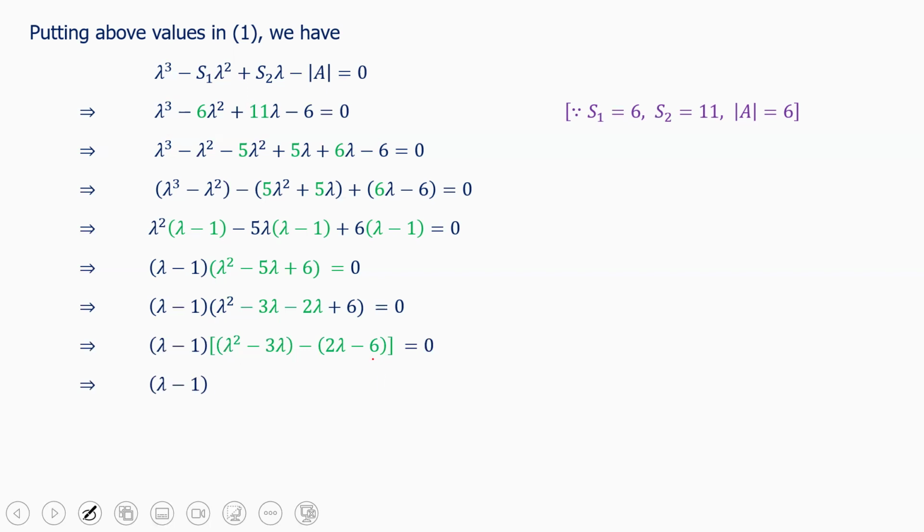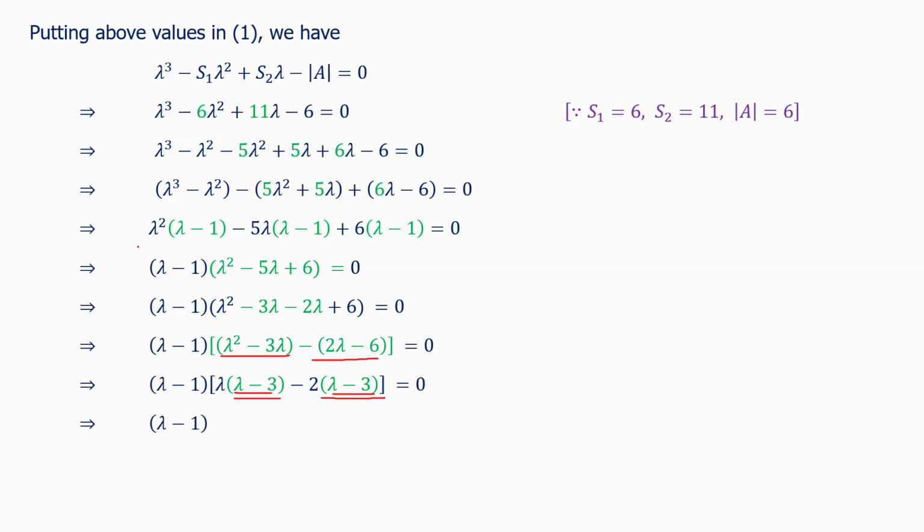If we take lambda outside from the first part, remaining is lambda minus 3. If we take 2 outside from the second part, we get lambda minus 3 inside the bracket. So now again lambda minus 3 can be taken outside. We have lambda minus 1 and lambda minus 3 taken outside. What is remaining inside the bracket? Lambda minus 2, which is equal to 0. If we simplify it, lambda equals 1, 2, and 3.